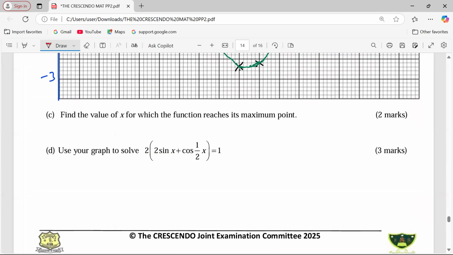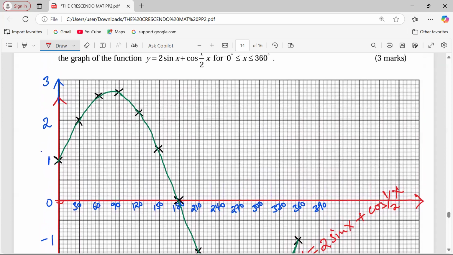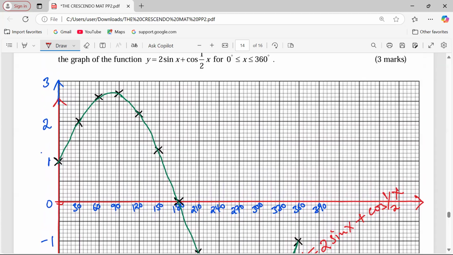Part C. Find the value of x for which the function reaches its maximum point. So at maximum points, that is the highest point possible for this curve. We look at the value there. So at the highest point, that should be the turning point now. At the turning point, I think that is at 90. Yeah, so the value of x at the highest point is 90.